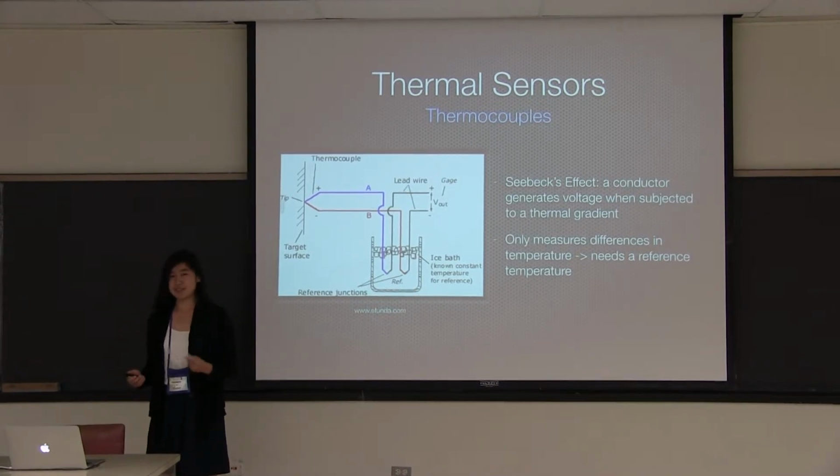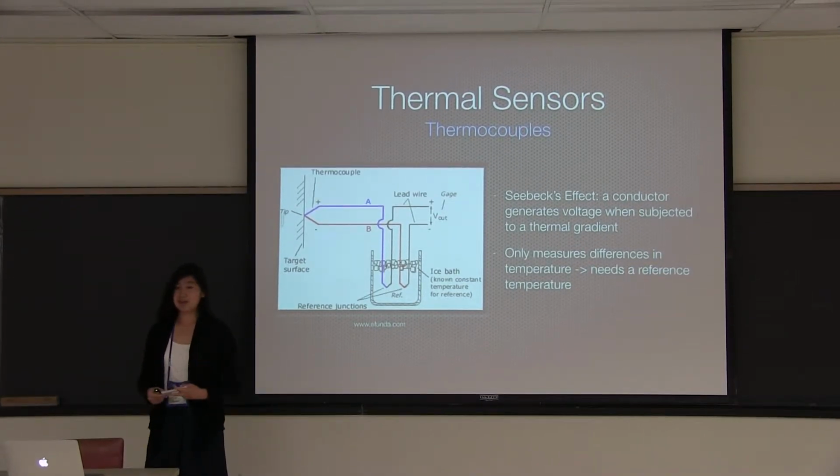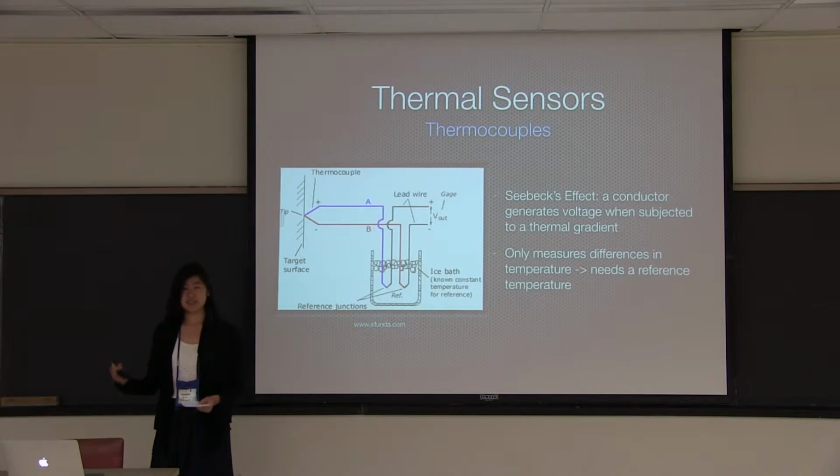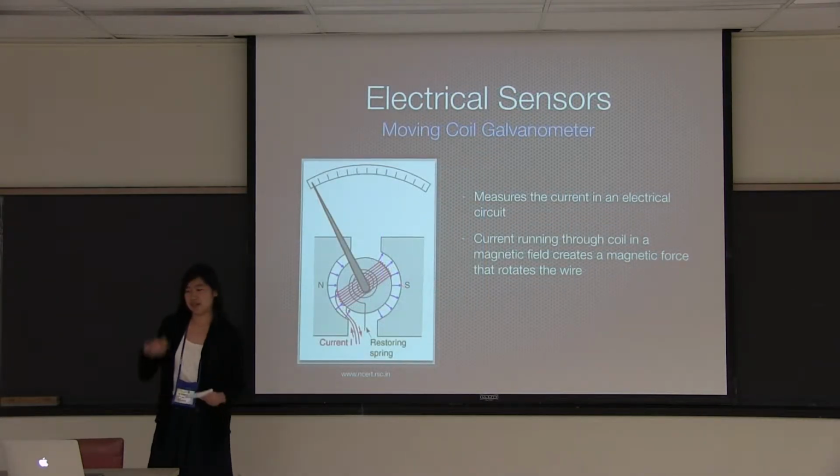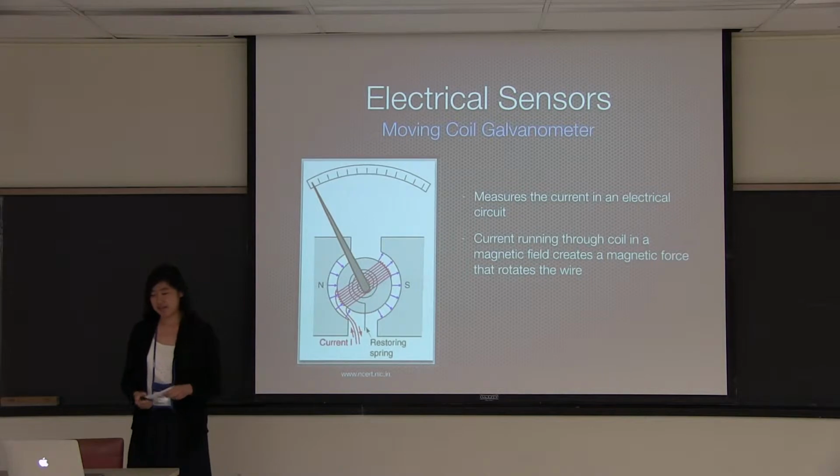Now onto thermal sensors. One type is a thermocouple. How it works is it's based on Seebeck's effect. This says that a conductor will generate some voltage if there's a difference in temperature around it. In this picture, there are 2 different types of metals, A and B, and they will both generate a different kind of voltage depending on the temperature. And so the thermocouple will actually measure the difference in this voltage, and because of that, it only measures the difference. You actually have to have a reference temperature. So the ice bath is a reference temperature, and it will actually help you measure the actual one.